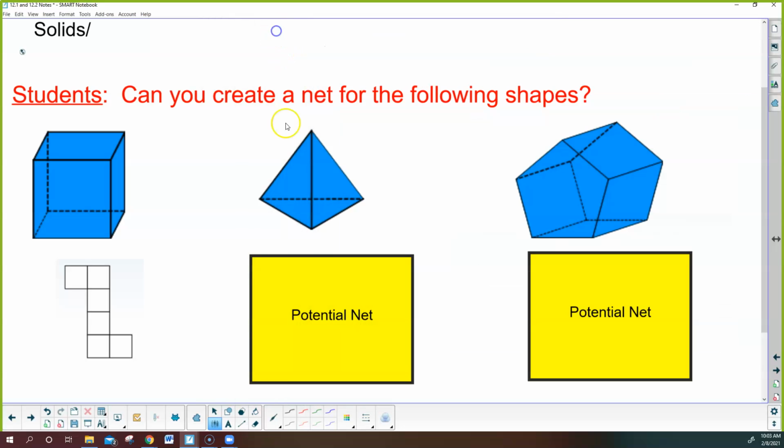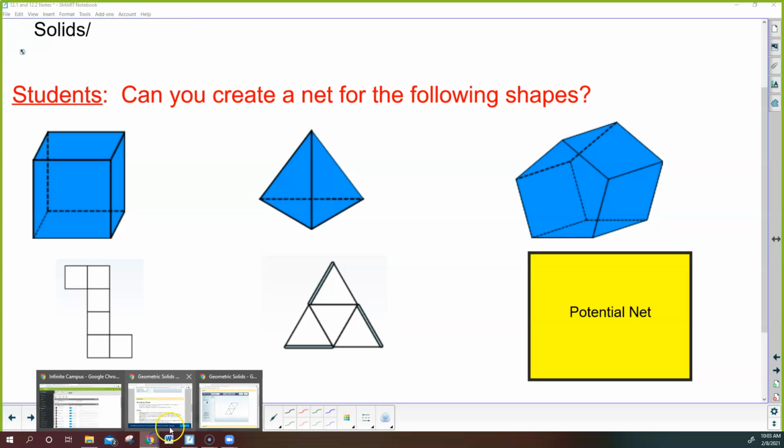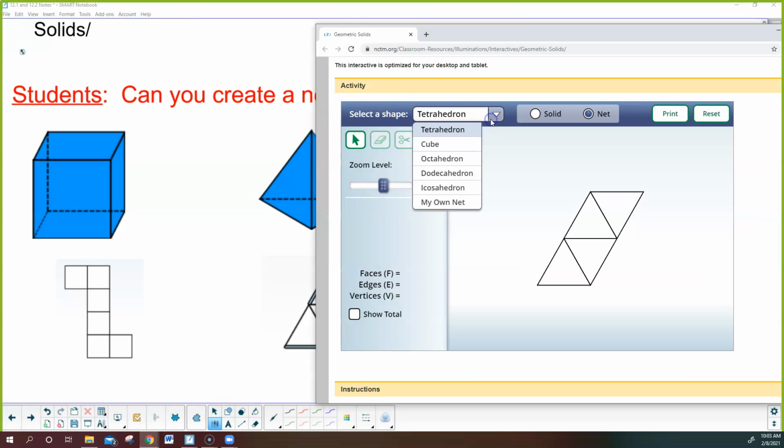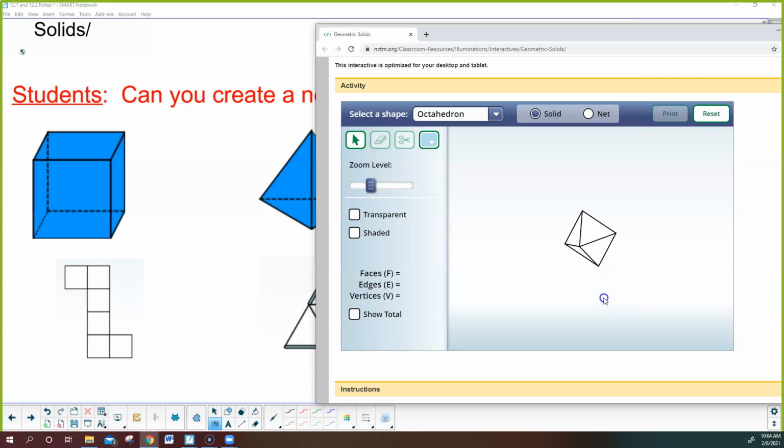But here's the way that I created the net for this one: I took the base here, which was just the triangular solid, and then I just folded down all three sides. And this is another way for us to view a net. So what about the pentagonal? I'm not positive if this one has a pentagonal. It doesn't. You could play around with this, maybe you already did, but here's the octahedron.